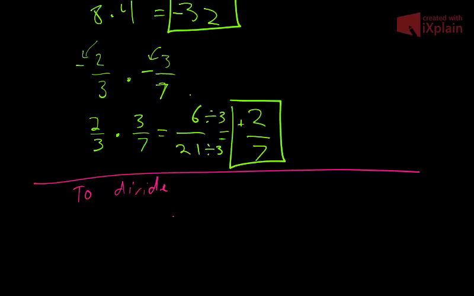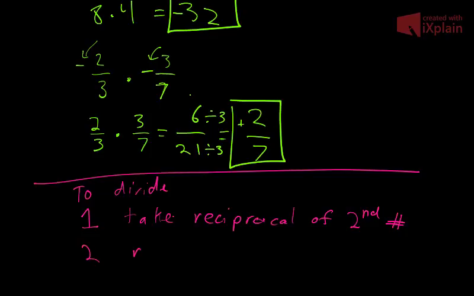The way I do division, there's only 2 steps. So to divide, we start with step 1, which is to take the reciprocal of the second number, and step 2 is to multiply. So division is like subtraction. I don't like to do it. I'm going to change it to either addition or multiplication, then do it that way because that's a lot easier.